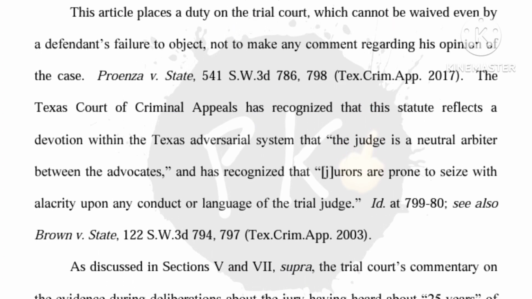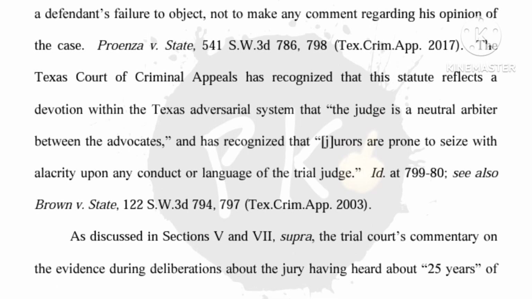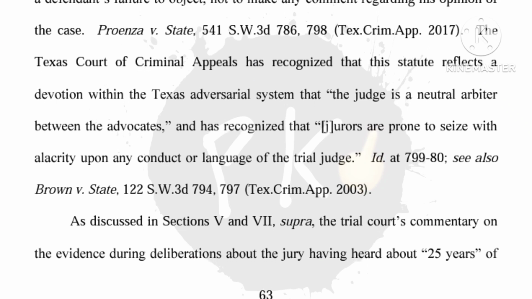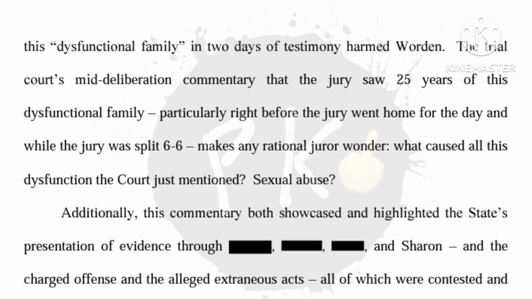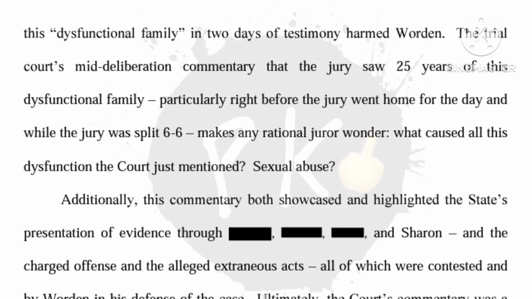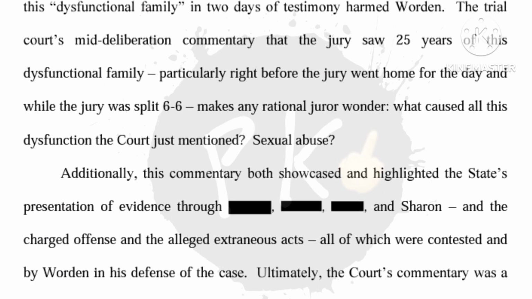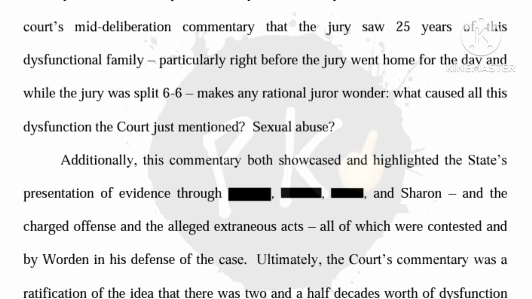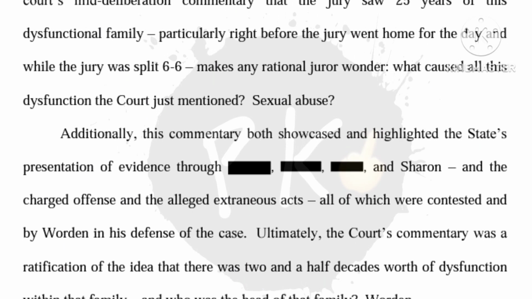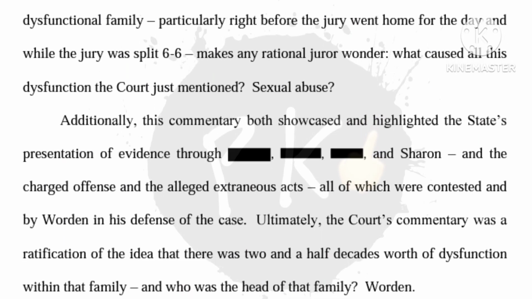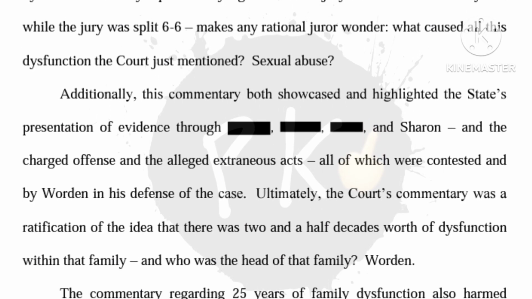Reference. As discussed in Sections 5 and 7, the trial court's commentary on the evidence during deliberation about the jury having heard about 25 years of this dysfunctional family in 2 days of testimony harmed Warden. The trial court's mid-deliberation commentary that the jury saw 25 years of this dysfunctional family, particularly right before the jury went home for the day and while the jury was split 6-6, makes any rational juror wonder what caused all this dysfunction the court just mentioned. Sexual abuse?